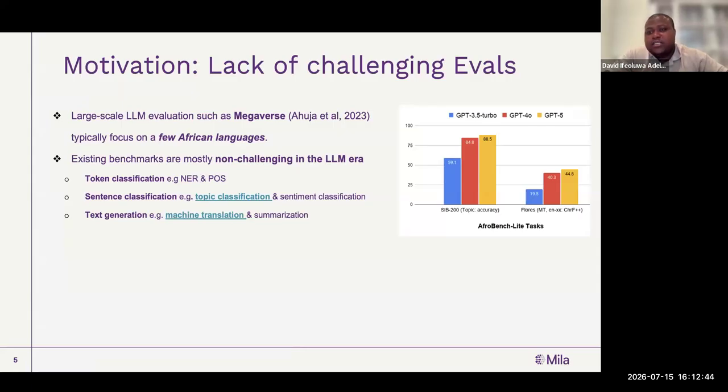But it's because you're just evaluating on a not so difficult task. The same thing for machine translation. You see the performance of translation models more than double as we move from GPT-3.5 to GPT-4. So it's easy to conclude that there's a lot of progress on African languages just by evaluating on some of these benchmarks. So this actually implies that we need more challenging benchmarks.